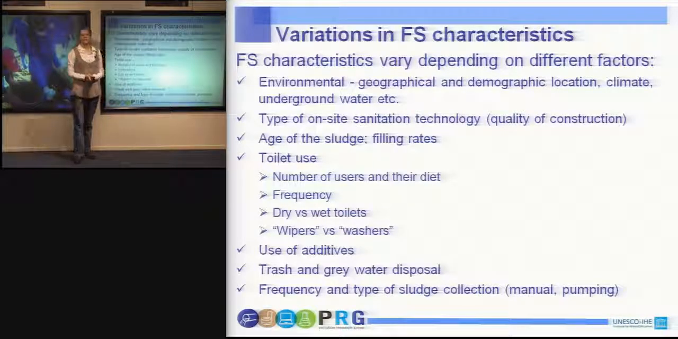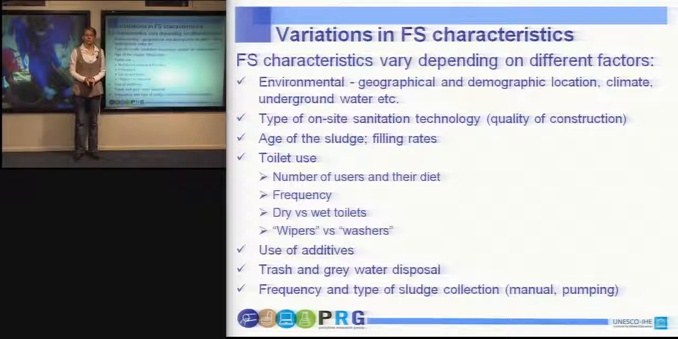What are the characteristics of fecal sludge and how do they vary? The fecal sludge characteristics are very heterogeneous. They depend on many factors, including environmental factors, such as geographical location, the demography of the region, then also climate conditions, the presence of underground water table, and also soil type. The type of on-site sanitation technologies is also an important factor, as well as the quality of the construction. Also, we have the age of the sludge and the filling rates.